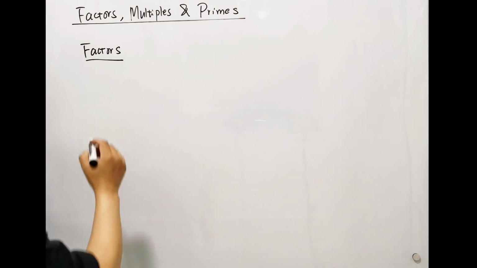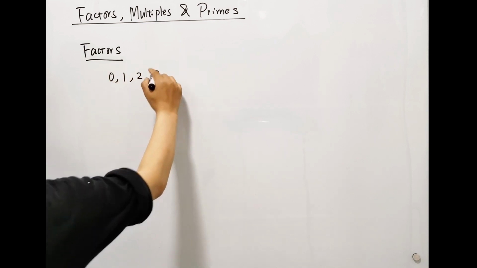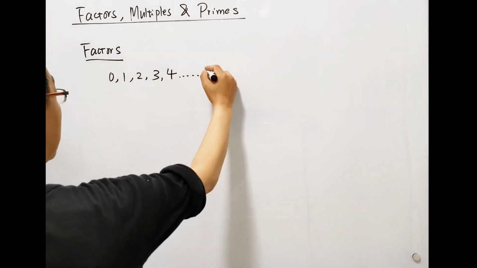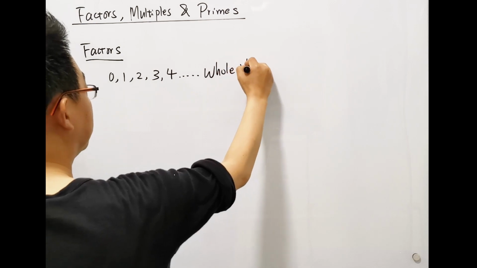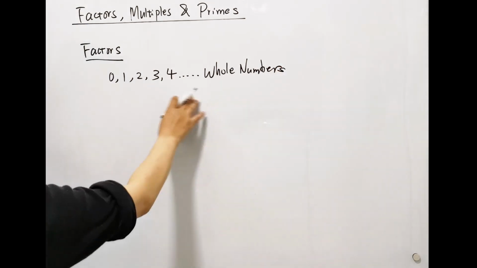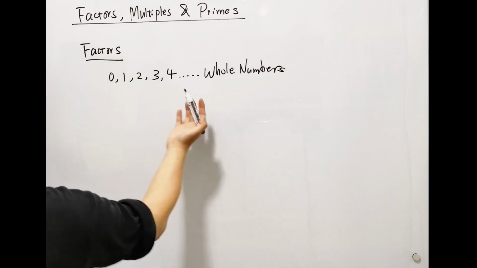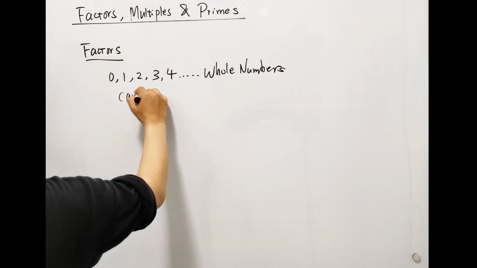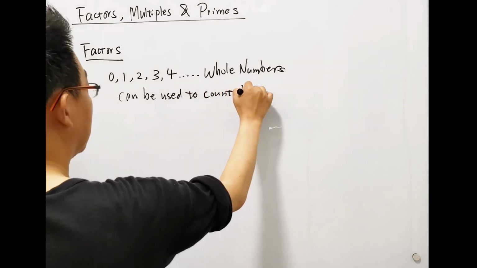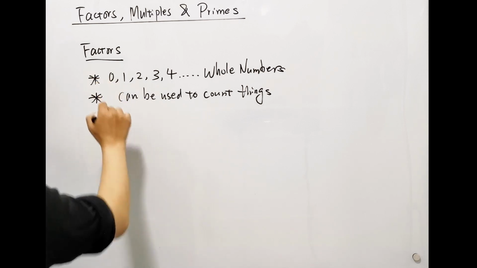So what are whole numbers? Let's say 0, 1, 2, 3, and 4, and so on. We call them whole numbers. They can be used to count things. They are all whole numbers, right?